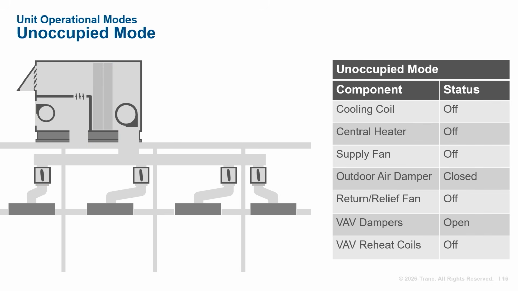Now, in the unoccupied mode, the system allows the zone temperature to drift, cooler or warmer from the occupied set points. This allows the system to shut off and save energy. Sometimes this is called night setback. And because there are no people, there's no need for ventilation, so that damper is closed.